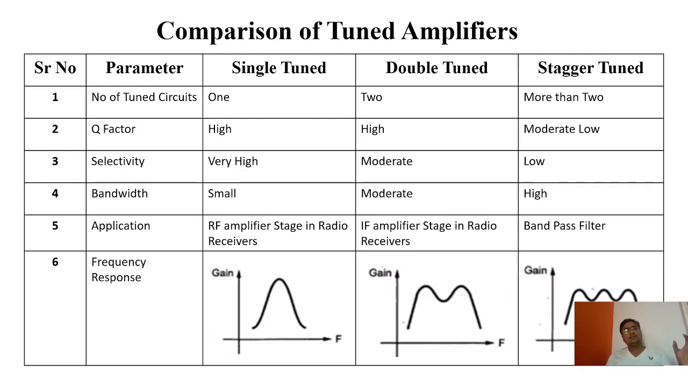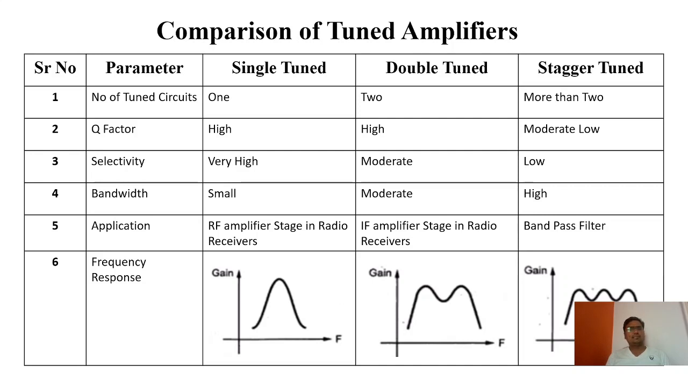Right. The third parameter is selectivity, how efficiently I can select a particular frequency. Now that selection of a particular frequency, that selectivity, is very high in a single tuned amplifier. It is moderate in a double tuned amplifier, whereas it is very low in a stagger tuned amplifier.